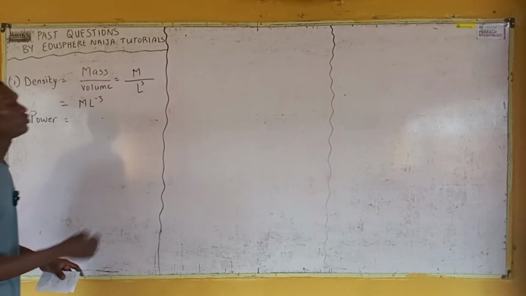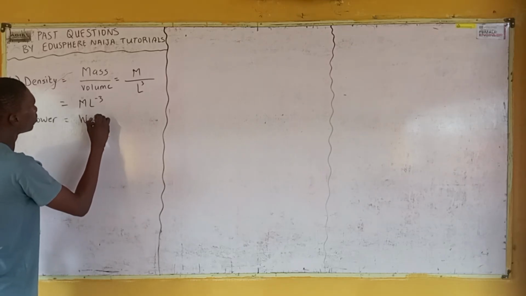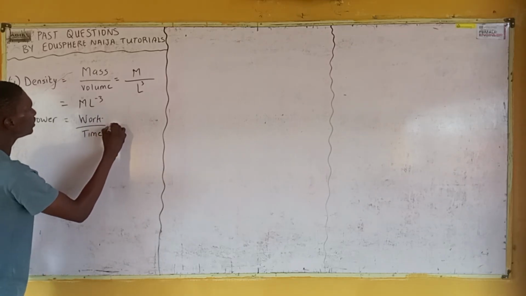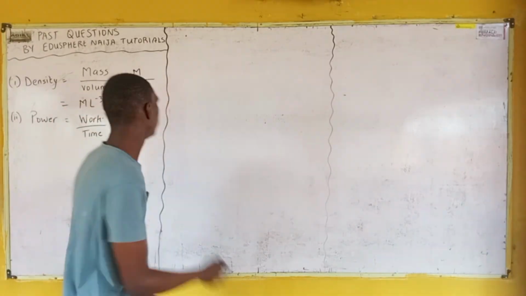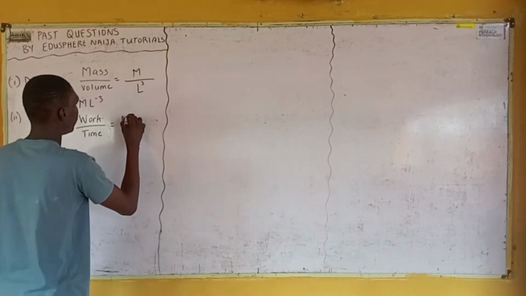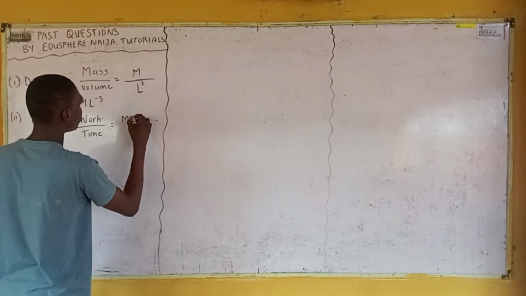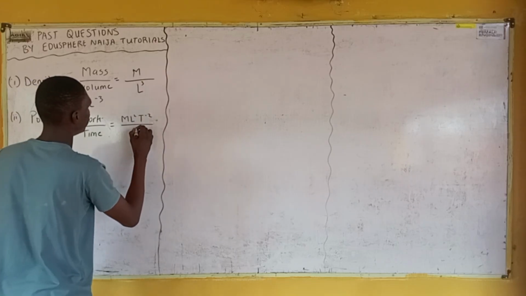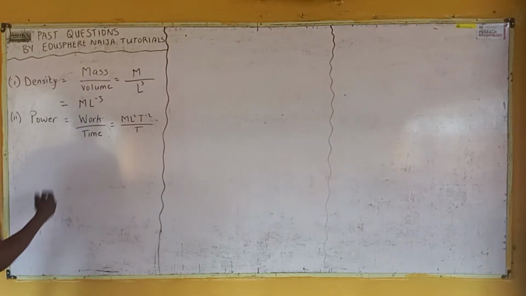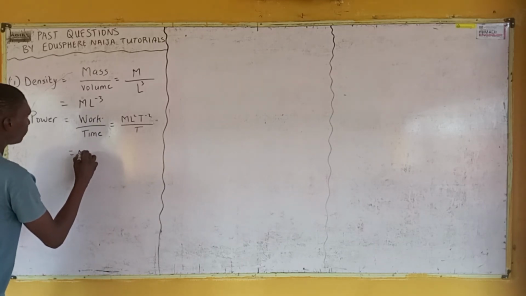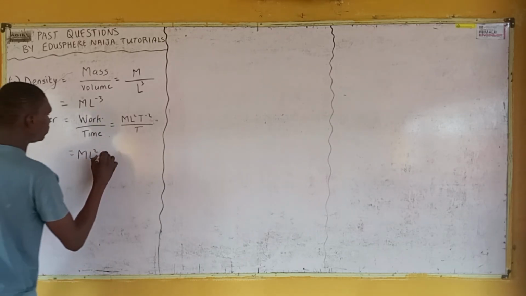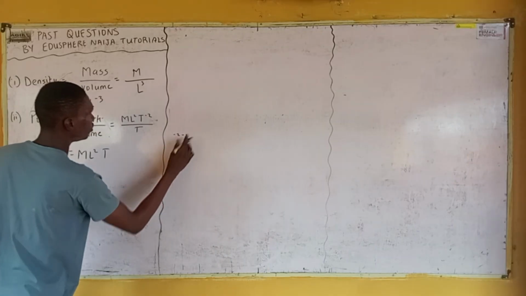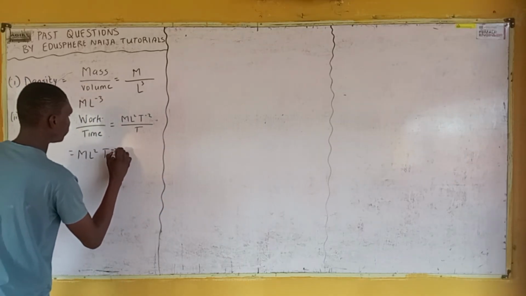The formula for power is work over time. Relating it to the MLT system, we have our work to be M L raised to power 2 T raised to power minus 2, over T. So we can have this as M L raised to power 2 T raised to power minus 2 minus 1. That will be T raised to power minus 3.